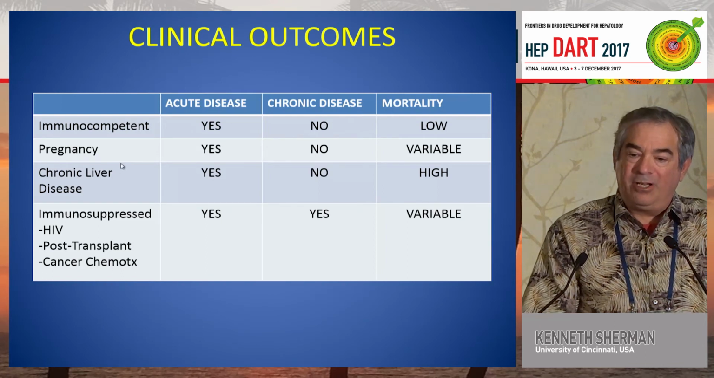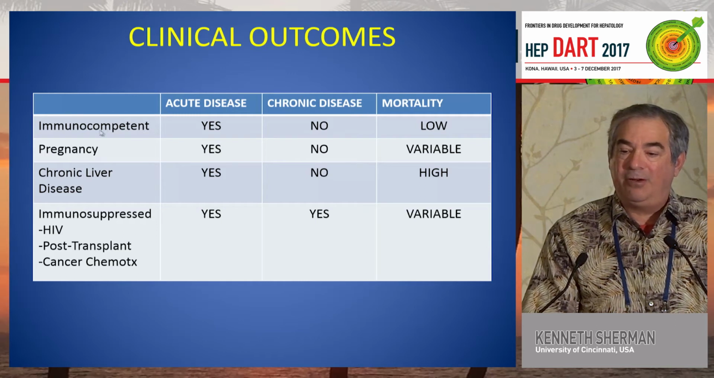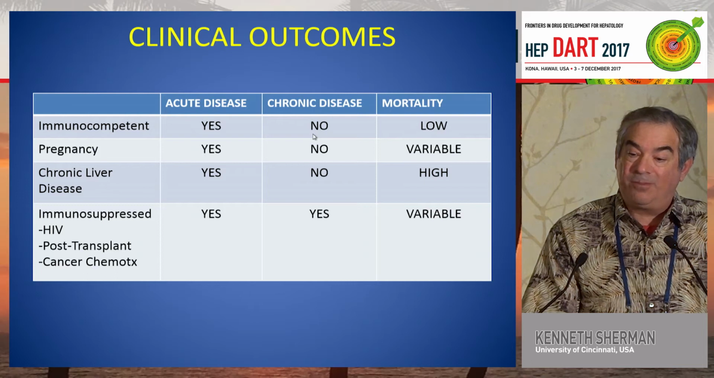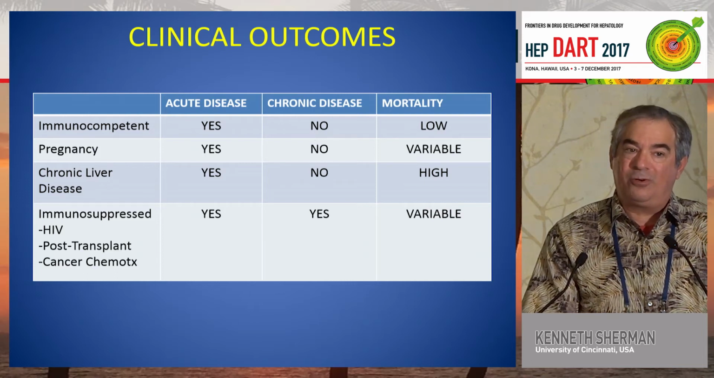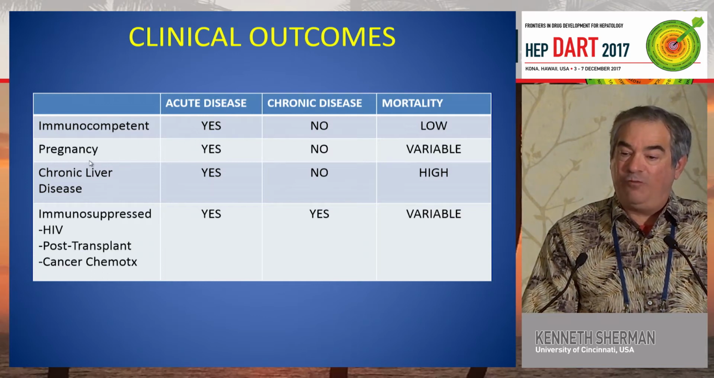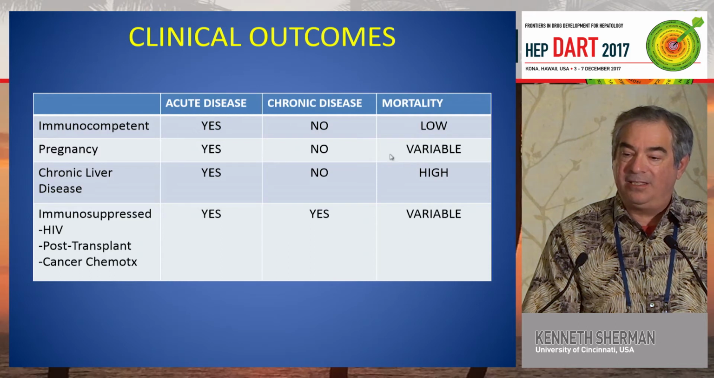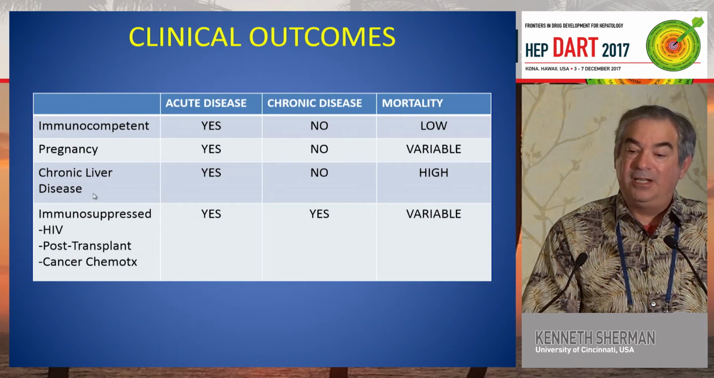The clinical outcomes that we see vary by the classification of the patient. Immunocompetent patients get acute disease. They do not appear to develop chronic disease, and mortality overall is very, very low. In people who are pregnant and get infected, they get acute disease. They do not appear to get chronic disease. The mortality is variable depending on where in the world you are. We'll talk some more about that in a few moments.